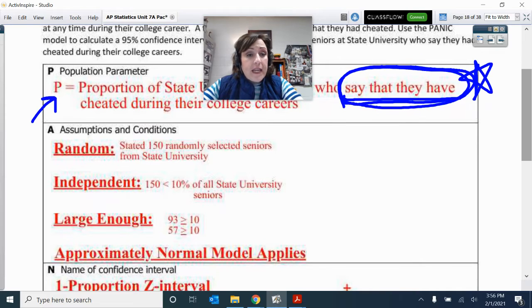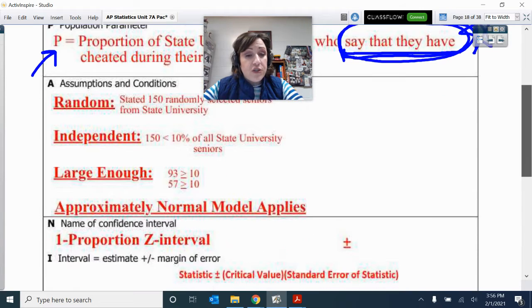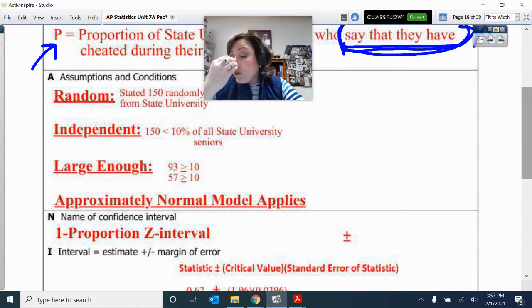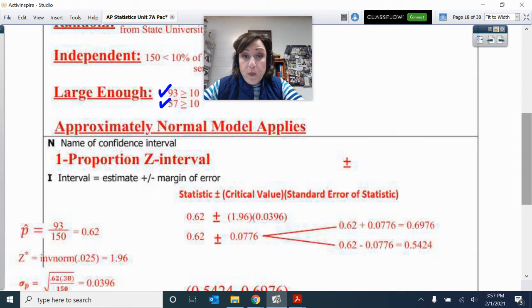All right. So random, these were stated to be 150 randomly selected seniors. 150 is less than 10% of all state university seniors. So we don't have a true P. So we're using our successes and our failures. So here are our successes and failures. Okay. And so the approximately normal model applies. We have a 1 proportion Z interval. That's what you're putting every time because that's all you know about.